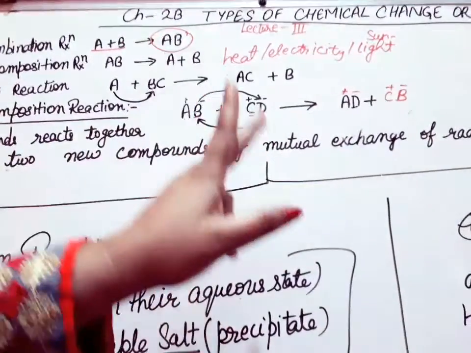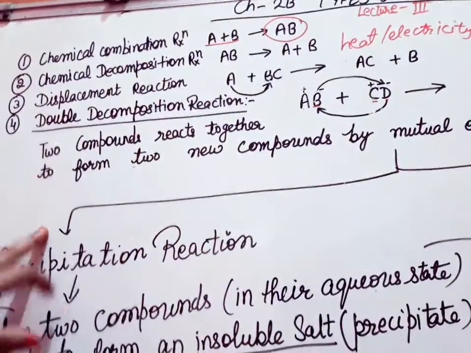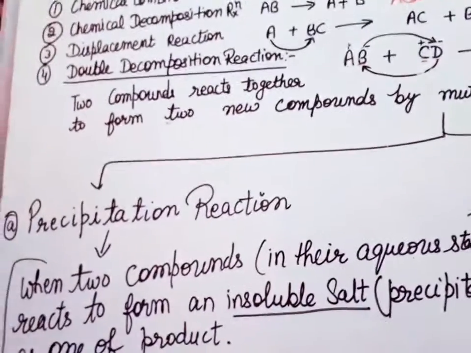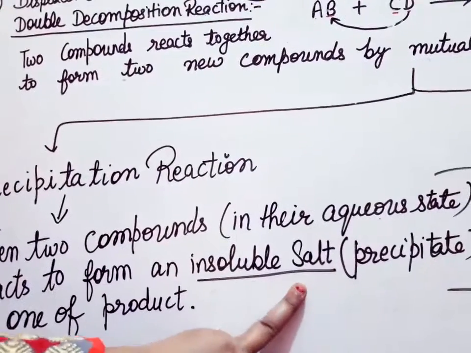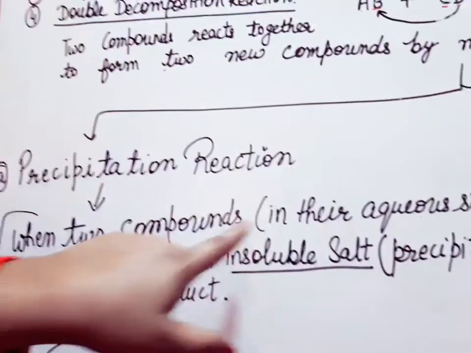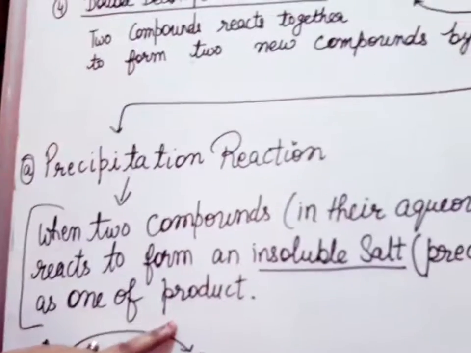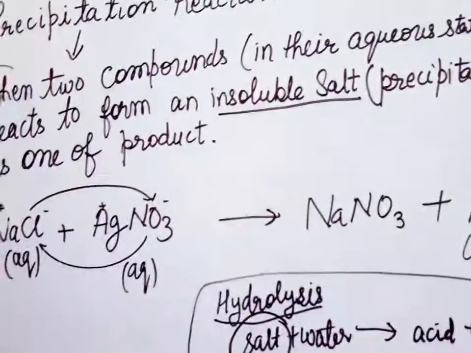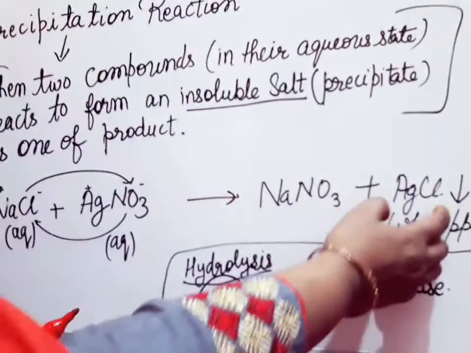Both the negative ions are exchanged with each other, so there are two exchanges, therefore it is called double decomposition reaction. Now this double decomposition reaction is again of two types: precipitation reaction and neutralization reaction. In the precipitation reaction, as the name suggests, precipitate means an insoluble salt that is formed during the reaction. So in this case, the two compounds in their aqueous state react to form an insoluble salt as one of the products. Two compounds are reacting, and two new compounds are formed, but one of the products is in the insoluble form.